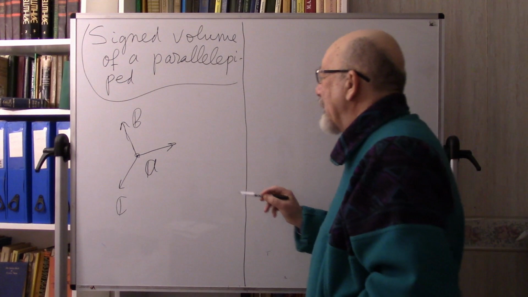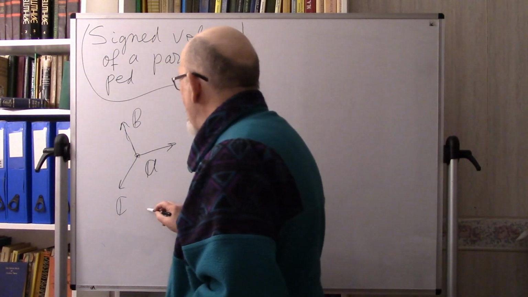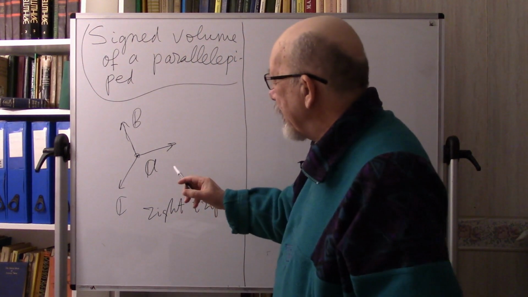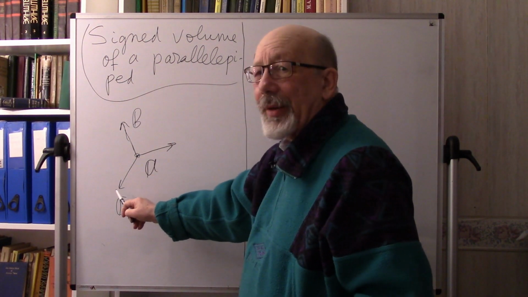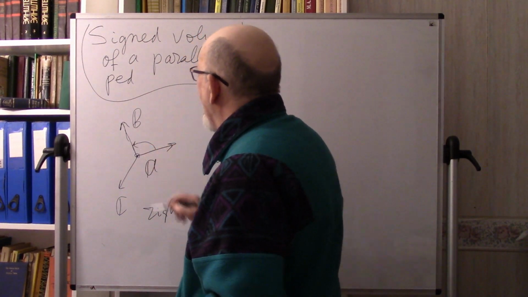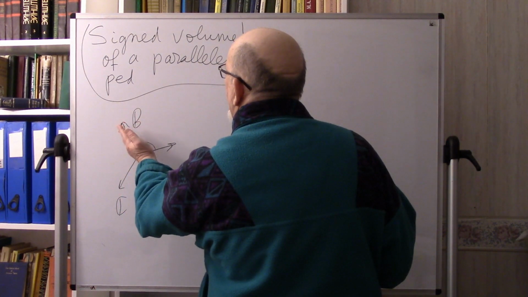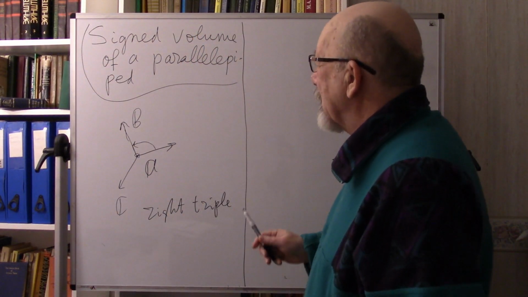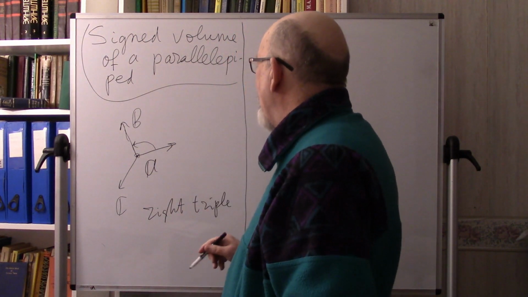Now, by definition, these vectors form a right triple of vectors if the following is true: if you look at the vectors A and B from the tip of vector C, then you see that they form some angle, and if you want to turn A so that it becomes parallel to B, having the same direction as B, and you see that it is done in the counterclockwise direction, if you observe it from the tip of the vector C, then these vectors form a right triple.